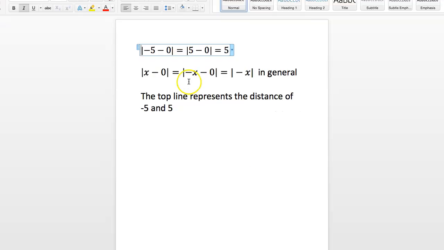What I'm going to do is let's consider this expression right here. In this expression, we have the absolute value of negative 5 minus 0. Now, that's the same thing as the absolute value of 5 minus 0, which, by the way, is the absolute value of 5. But it's all equal to 5.